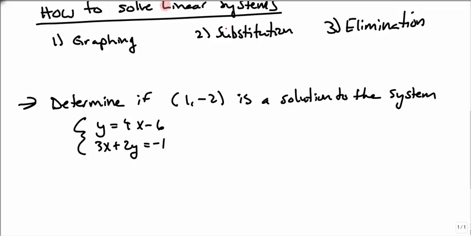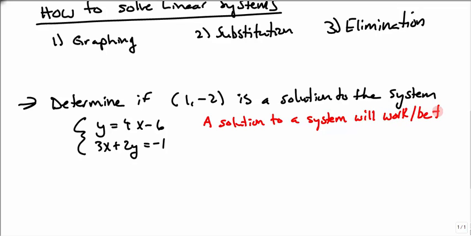Well, if it's a solution to a system, basically what that means is no matter which one I plug the 1, negative 2 in, it's going to come out as a true statement for either one. So it's really important that we keep that in mind. What it means is it doesn't work for one, it has to work for both of the equations that are provided. So a solution to a system will work, or be true, for both equations in the system.